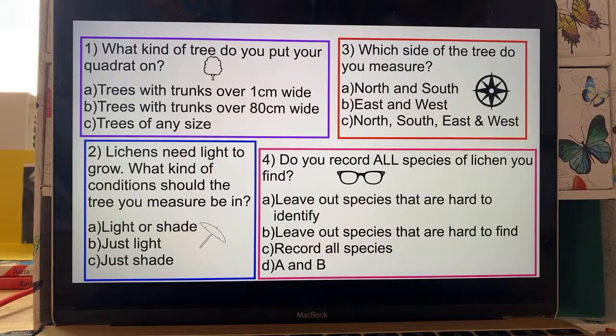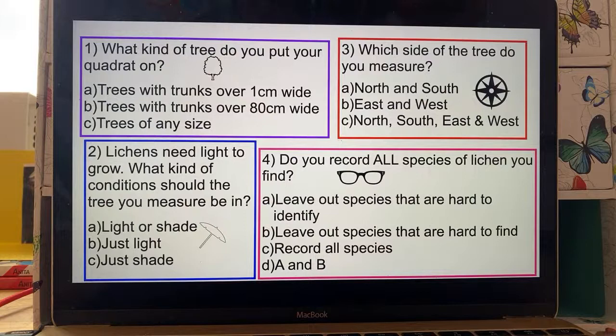Do you choose trees with trunks over 1 centimetre wide, trees with trunks over 80 centimetres wide, or trees of any size? Question 2, lichens need light to grow. So what conditions should the trees that you choose be in? Are you only going to measure trees that just have light, or that just have shade, or that have light and shade? Number 3, which side of your tree that has been selected are you going to measure?